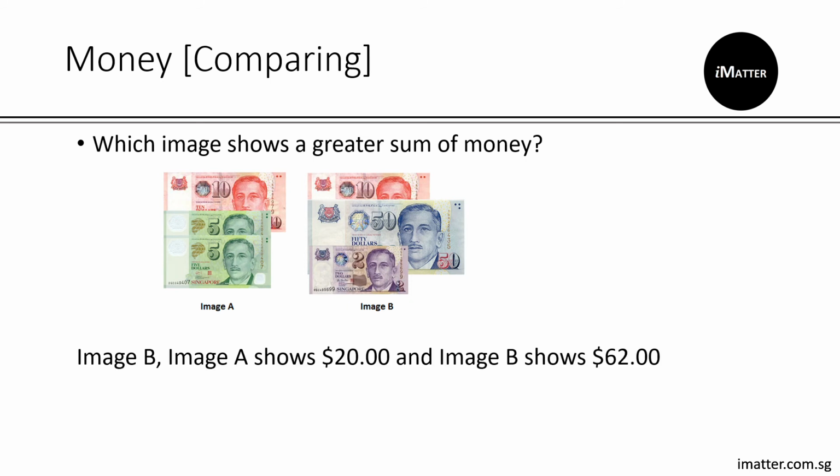Now the answer is image B. Image A shows only $20 and image B shows $62. So this is just an example of a question that you should know how to do, and you should be able to count money as well as compare which one is more or which one is less.